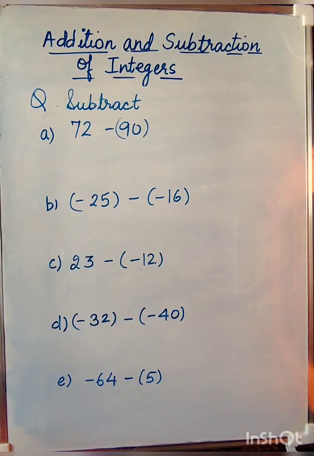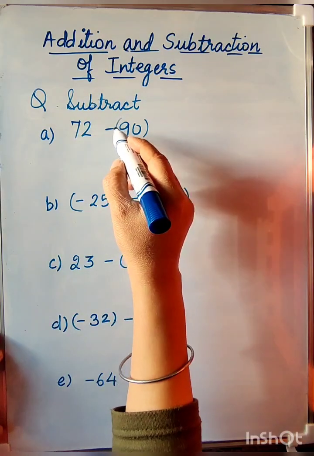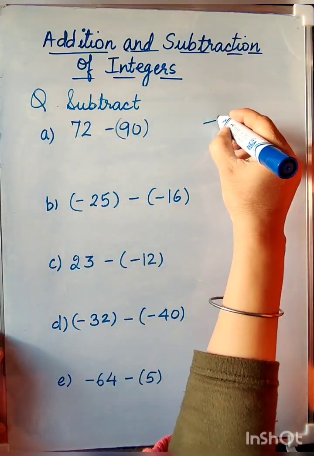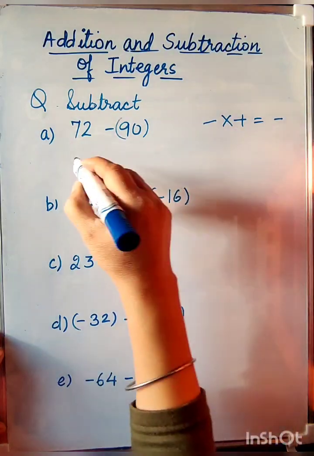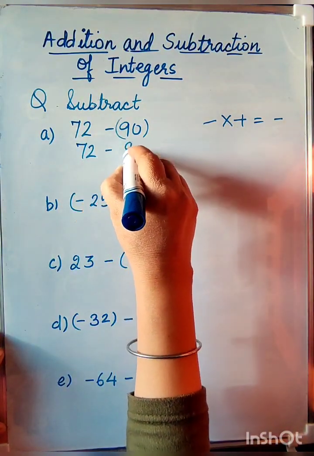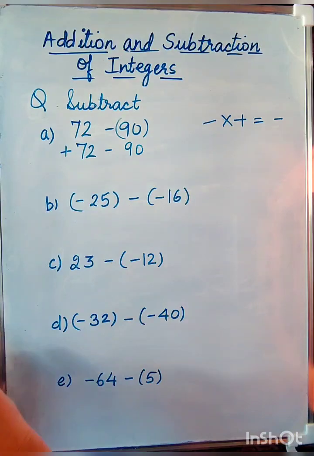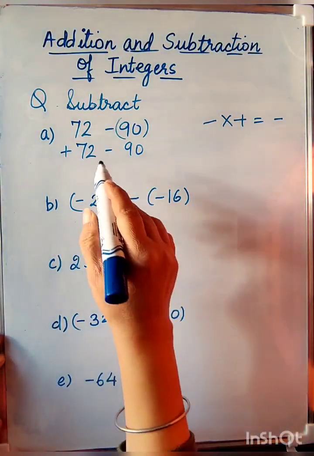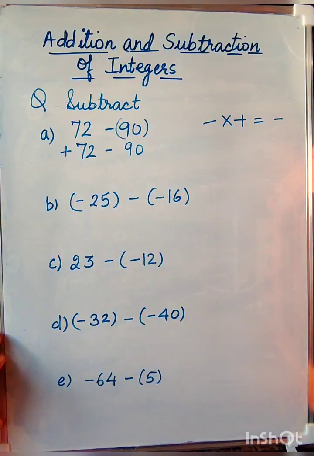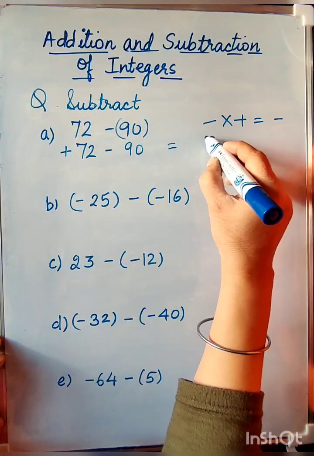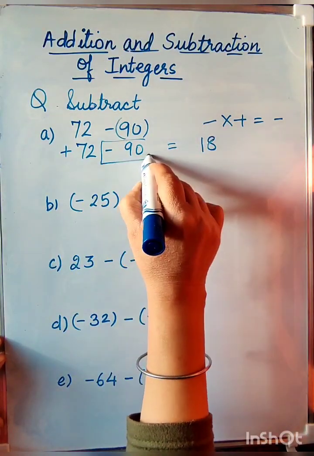So for the subtraction questions also we are going to follow the same rules. Now see, this is minus with a positive sign. So minus into plus gives you a minus. Therefore it will be 72 minus 90. So this is plus of 72 and minus of 90. Therefore we will subtract the numbers. That will give you 18 with a negative sign.